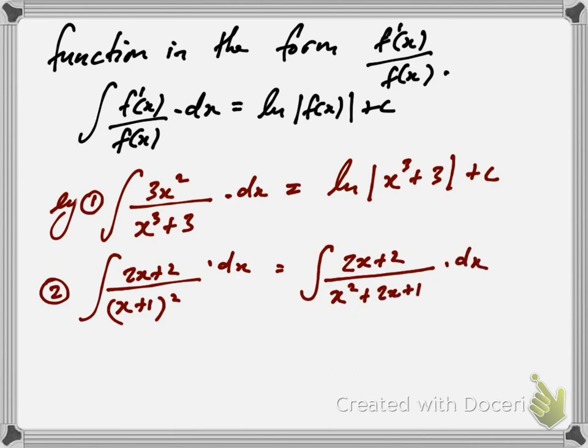If you differentiate the bottom, you end up with 2x plus 2, and that's what you get on top. Therefore the answer would now be ln of the function, which is x squared plus 2x plus 1, plus c. And that is how you integrate a rational fraction where you have the derivative on top and the original function at the bottom.